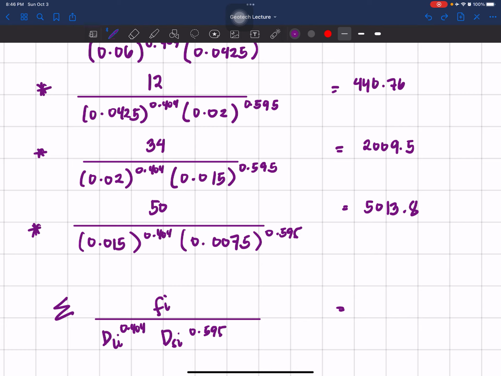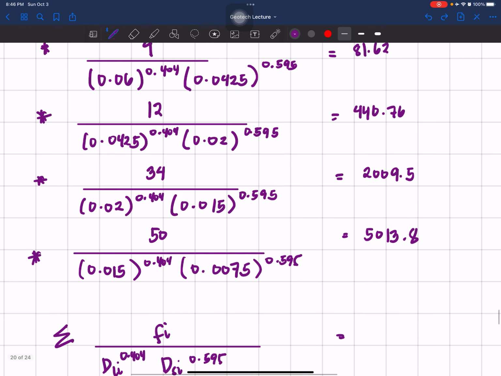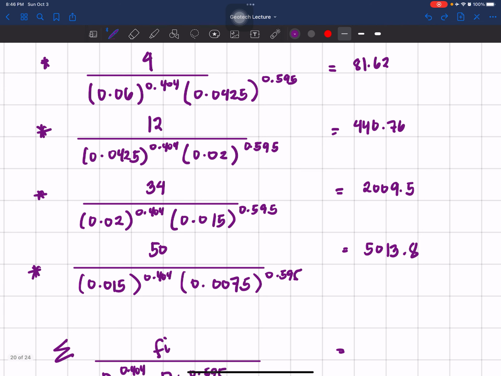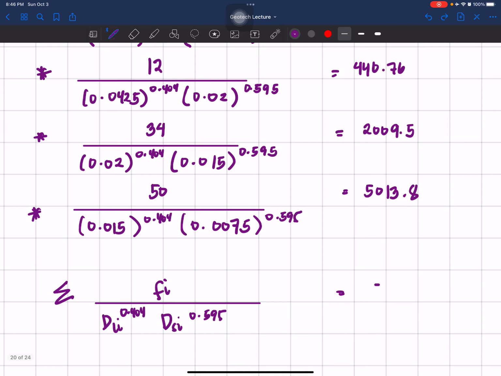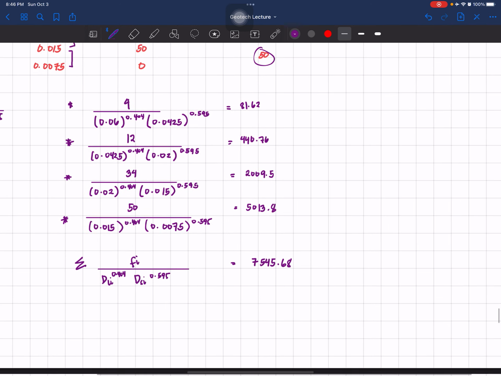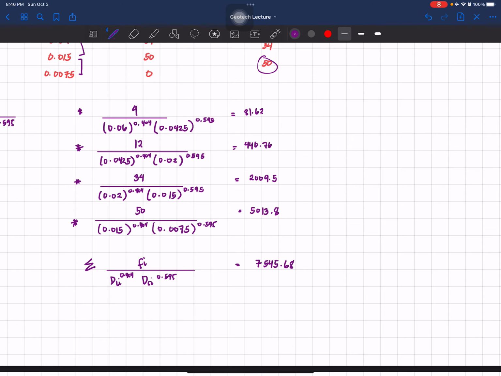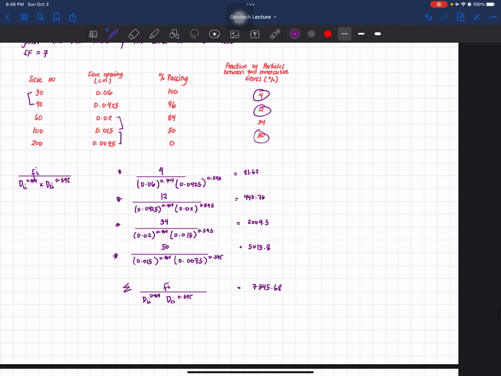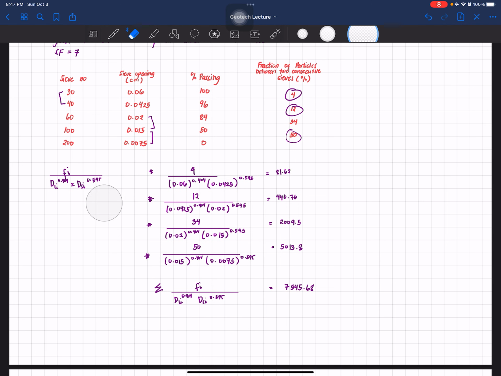So, makukuha natin. Okay, so wait lang. Ulit natin. Add ko lang siya. 81.62 plus 440.76 plus 2009.5 plus 5013.8. So, makukuha ko is 7,545.68. So, yan guys yung inyong summation of Fi all over DLi times DSi raised to 0.595. Okay, so we can now actually compute na, or we can actually substitute this in the formula na.